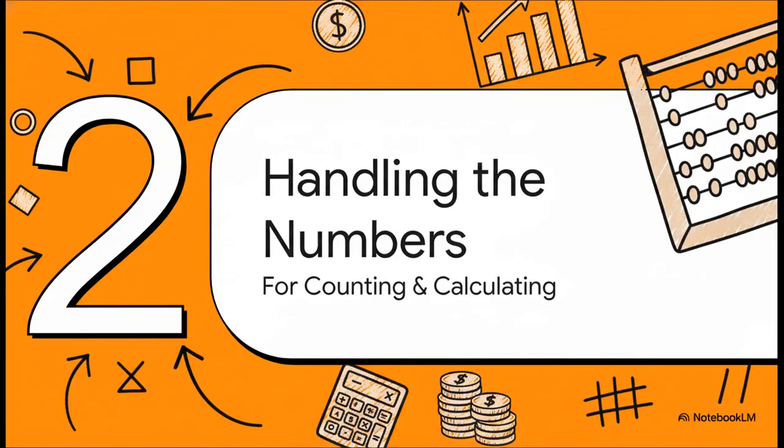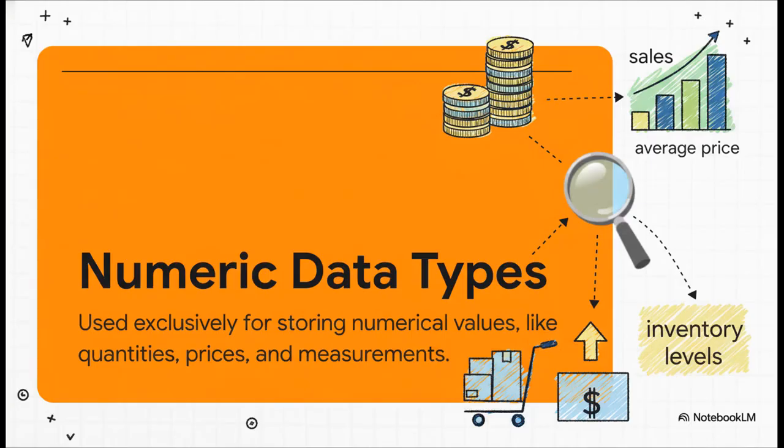All right, let's get into our first category. We're going to start with the real workhorses of any database, the numbers. This is for anything and everything you might want to count, calculate, or do math with. Simply put, numeric data types are your go-to for anything involving math. If you want to add up your total sales, figure out an average price, or keep track of how many items you have in stock, you're going to be using these.